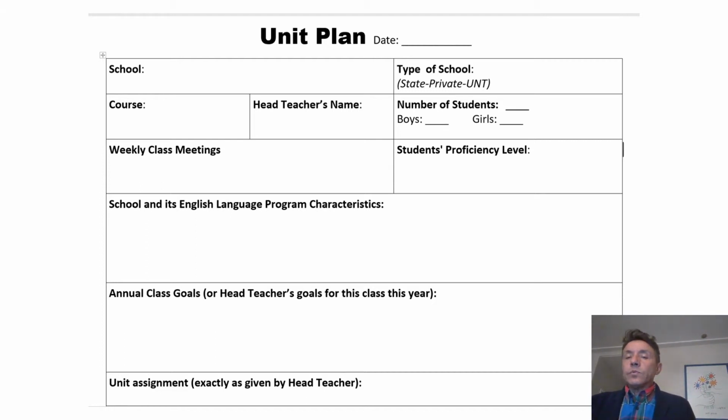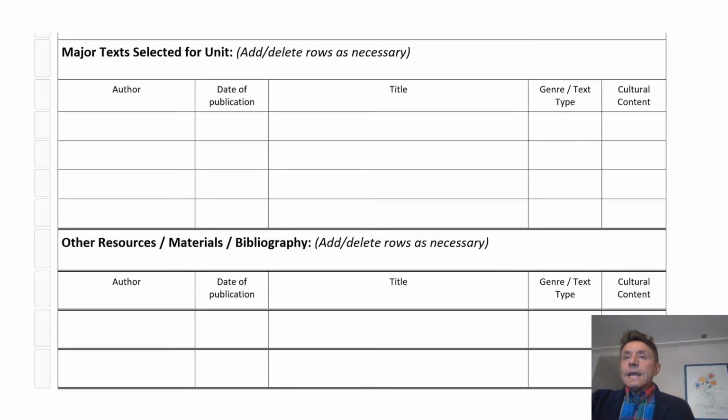And then you need to write down the unit assignment exactly as the head teacher gave it to you. That is to say, unit 6, or teach about requests, or whatever, exactly as the teacher gave you the assignment, okay? Now, the next section on that form is the result of your brainstorming, like I said before. You will have selected by now which texts you're going to be using. Now, here it says add or delete rows as necessary.